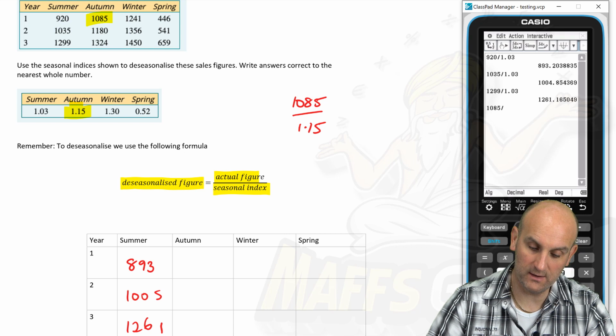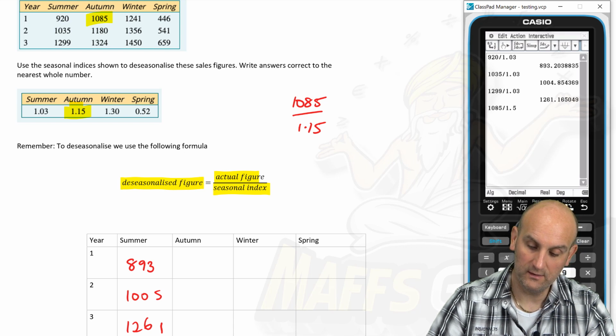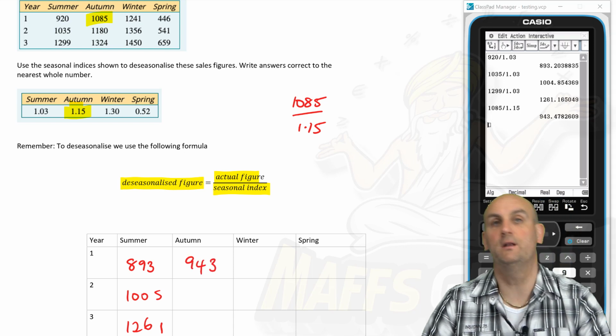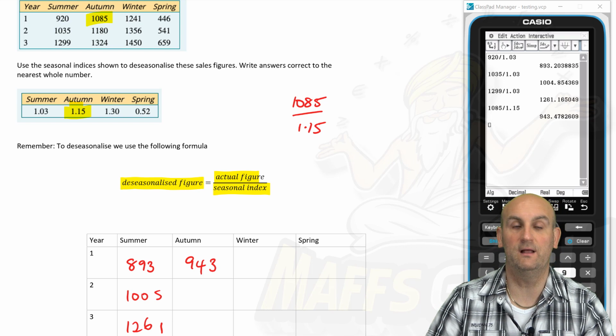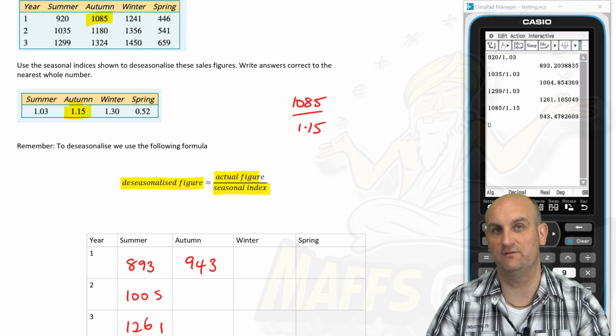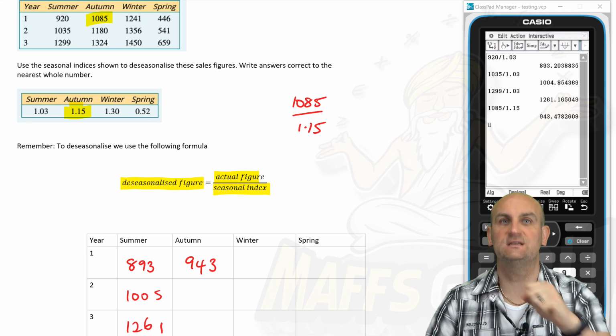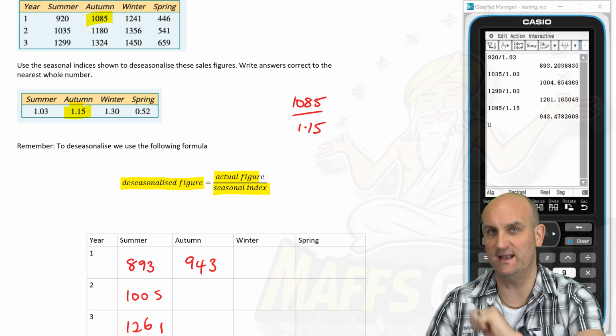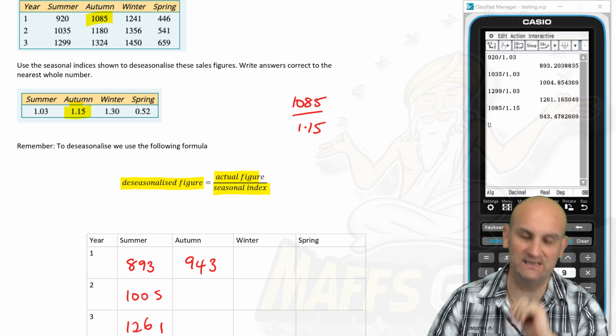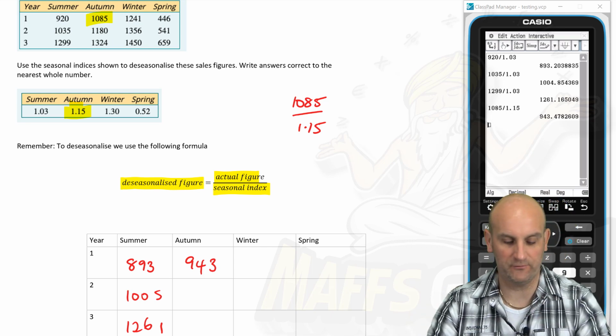1085 divided by 1.15 gives us 943. And ladies and gentlemen, you would just continue the table doing that, and that will give me my deseasonalized figures. Now, why are we doing the deseasonalizing? Because with the deseasonalized data, we can look for trends and come up with some sort of least squares regression line and all that stuff from previous videos.